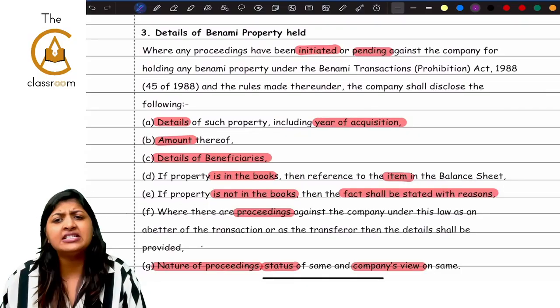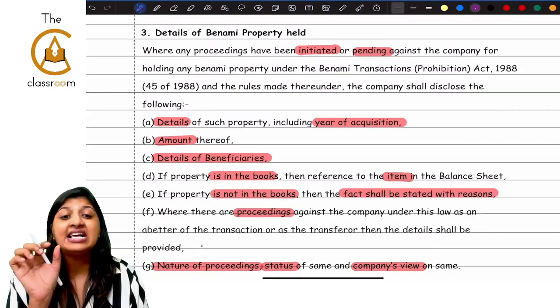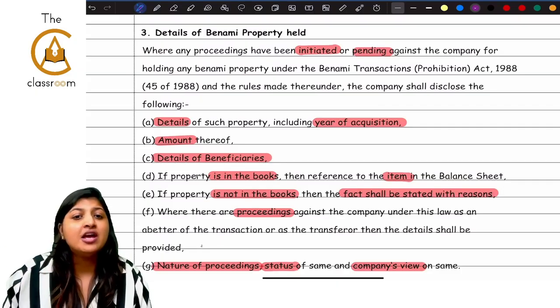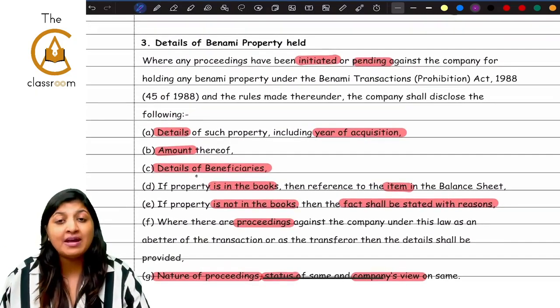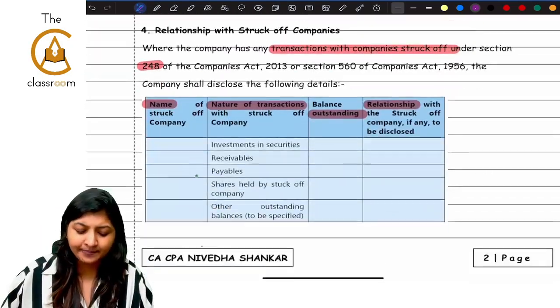If there is any proceedings against the company under this law, then please mention the nature of the proceedings, status of the proceedings, and what is the view of the company on the same. Now, these 6 points are there with respect to details of Benami property held by the company.